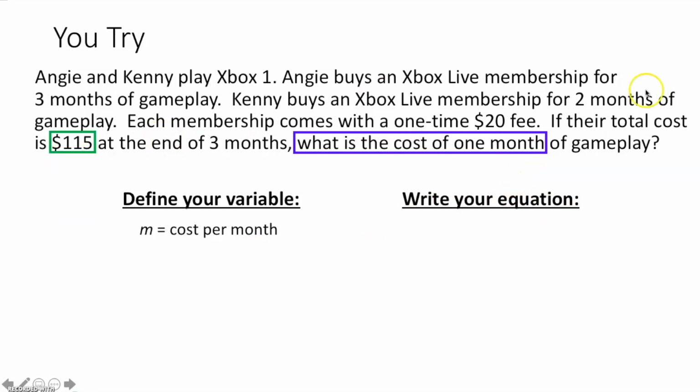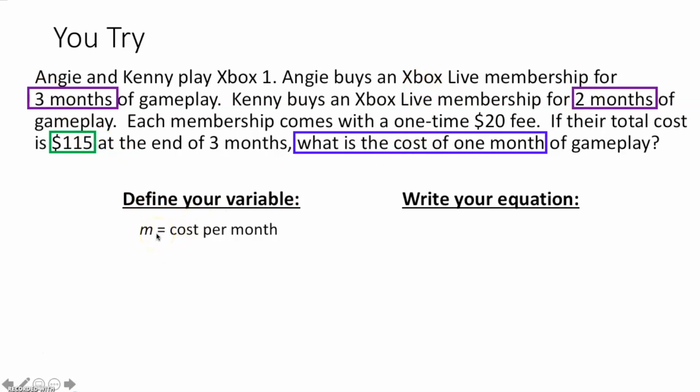Yes, $115, right? If their total cost is $115. Now, their total cost is key because that means we have to add together both of their memberships. So, Angie buys an Xbox Live membership for 3 months and Kenny buys it for 2 months. So, Angie's is going to be 3 times the cost per month, so 3 times M. Kenny's is going to be 2 times M.